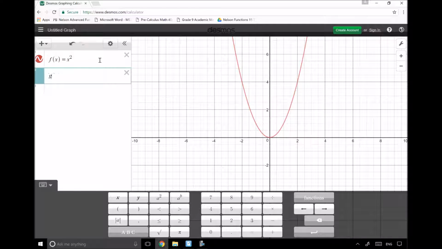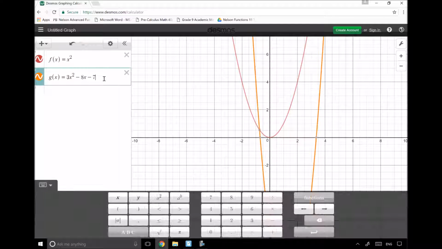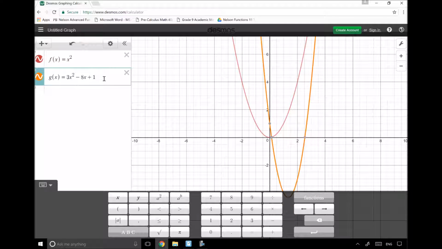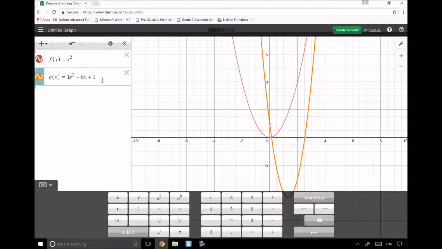But we could start to change things around a little bit. So I could have something in standard form where it's 3x squared minus 8x minus 7. And here's another parabola that I have. Let's make this a little bit higher, plus 1, for example, right here. So here's another example of a parabola. It's not the parent parabola function, but it still is a quadratic function. So it's part of the quadratic family of functions, okay? Just like the other ones were part of the linear family of functions.